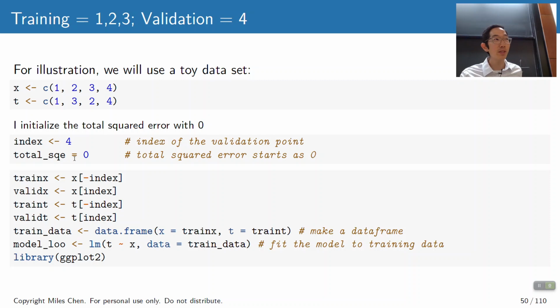I'm going to say the total squared error so far is nothing, and every time I run it, I'm going to add whatever squared error is. And so for training, I'm going to leave out the 4th observation, and that 4th observation will be my validation thing.